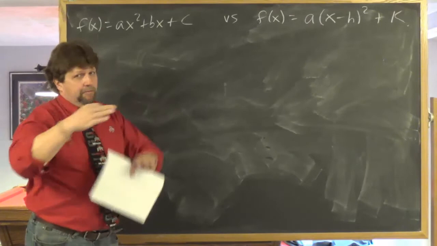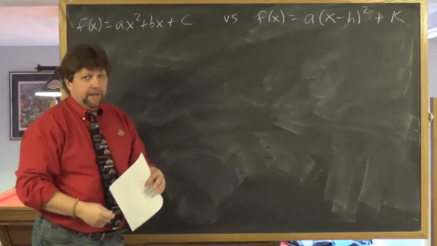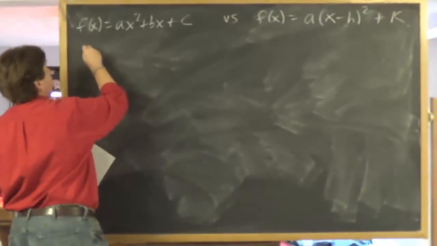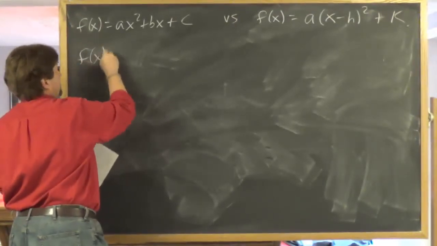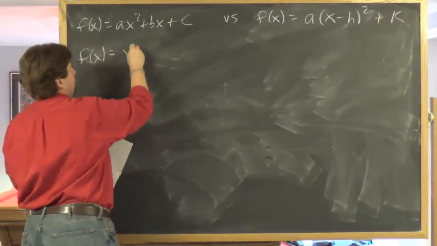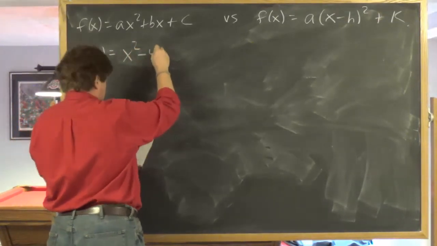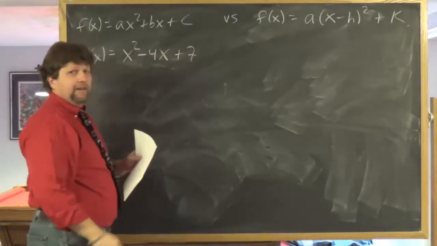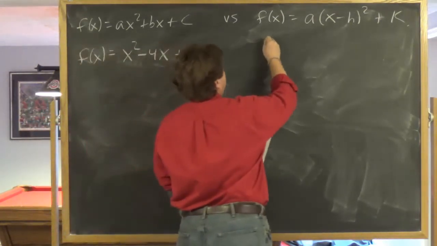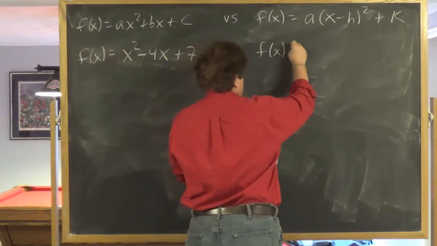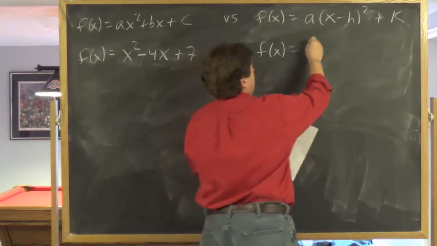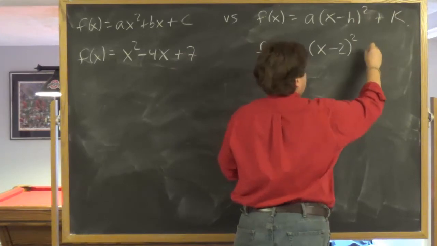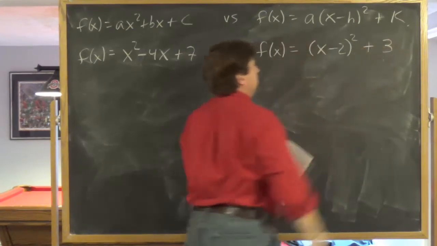And I'm going to list a couple of examples below each. So in this form, let's say you saw the function x squared minus 4x plus 7. And over here it was given to you as (x minus 2) quantity squared plus 3.